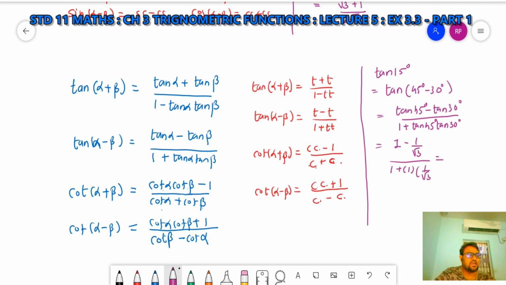So what will be this? LCM will be root 3. So root 3 minus 1. Here also LCM will be root 3. Root 3 plus 1. Root 3 gets cancelled. So its value is root 3 minus 1 upon root 3 plus 1. So the value of tan 15 will be root 3 minus 1 upon root 3 plus 1. Clear? This was an example. Okay, so now note down about the formulas of tan and cot.